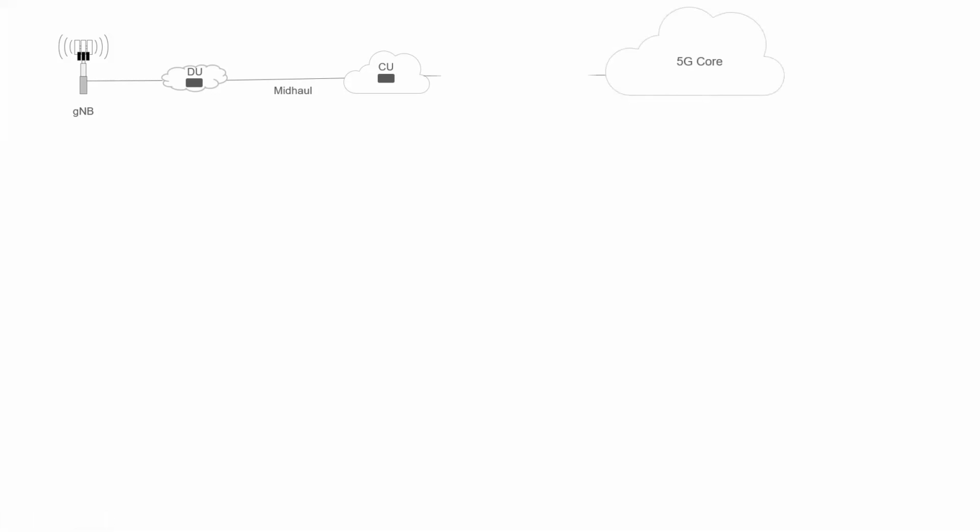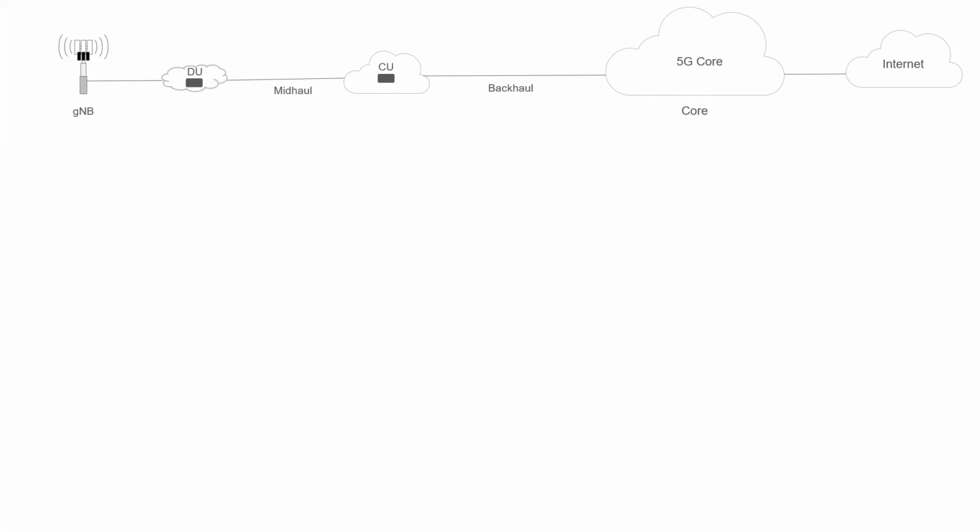From the CU, you basically connect back to what you call your 5G core, and this network is basically known as backhaul network. And from the 5G core, you will be basically connecting towards your internet, right?